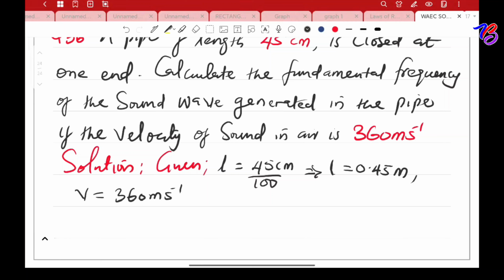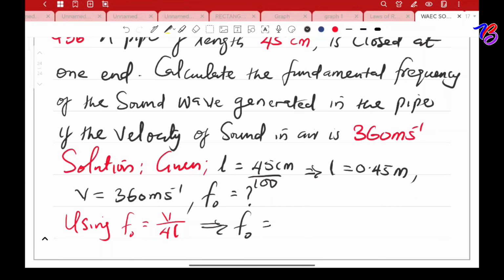Okay? Then they are asking us to calculate for the fundamental frequency, F naught. So that's the triune component. The third, F naught is equal to unknown. So with this, using F naught is equal to V divided by 4L, because length is given to us instead of wavelength. So the whole of 4L is our wavelength. So F naught will now equal, our velocity is given to be 360.